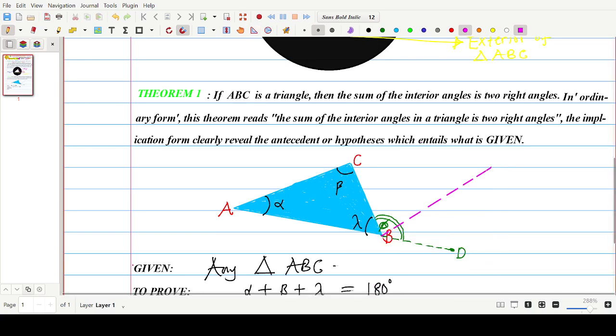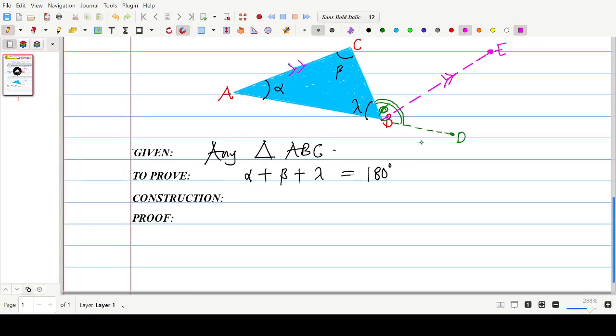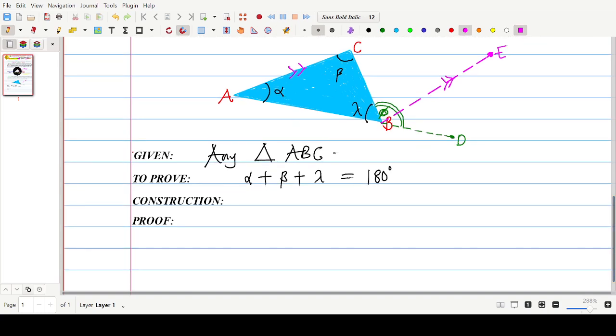Let me remove this. So let's call this point A. So this line we draw is parallel to this side. That is the intention. Can you see that? So we've done that already. So let's report what we've done in this line.